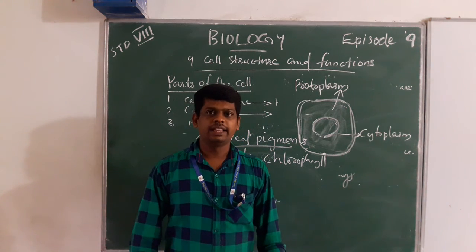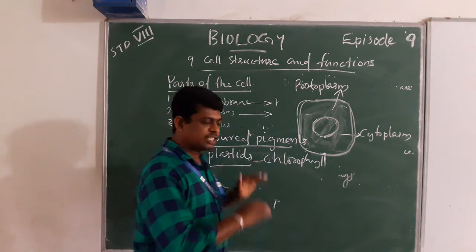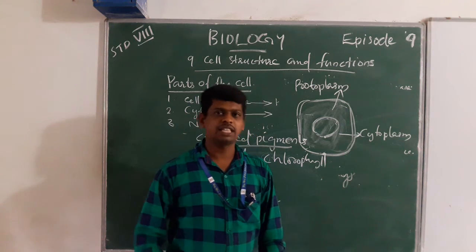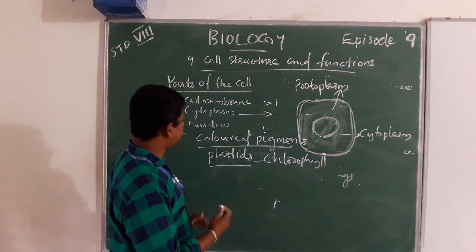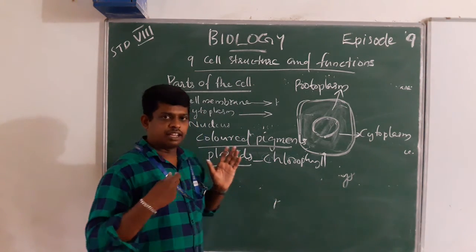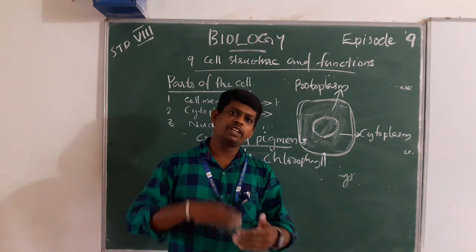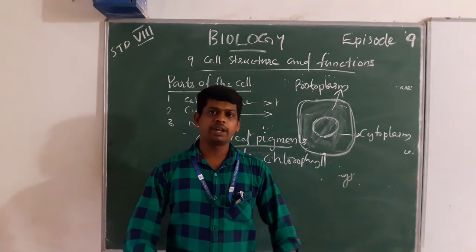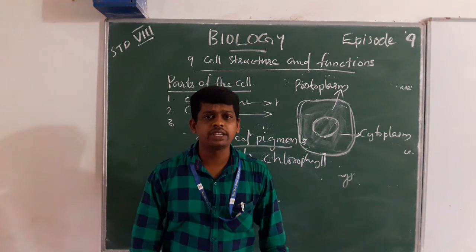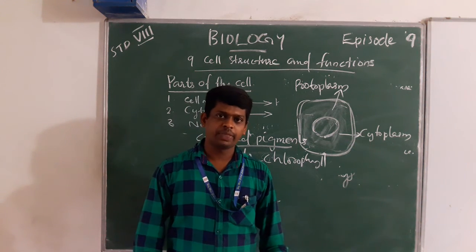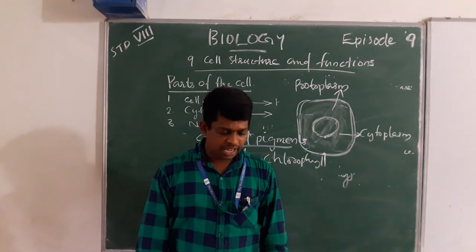Chlorophyll parts are commonly known as chloroplasts. Some of these plastids are yellowish in color, and some are yellowish orange. Those plastids are carotenoids, xanthophyll, etc. These are the plastids.